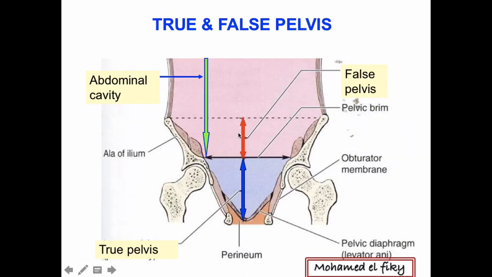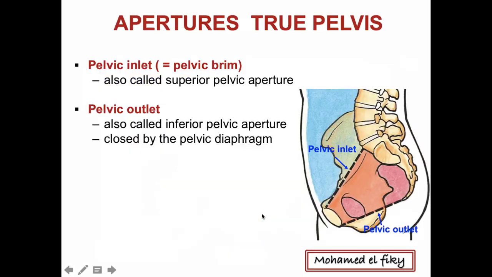This upper part of the pelvis is called the false pelvis because it is related to the abdominal cavity. This is the iliac fossa in the hip bone, which is a part of the abdominal cavity. But the lower part of the pelvis is called the true pelvis. The true pelvis has the pelvic inlet from upward and the pelvic outlet. This is a pelvic inlet and this is a pelvic outlet.